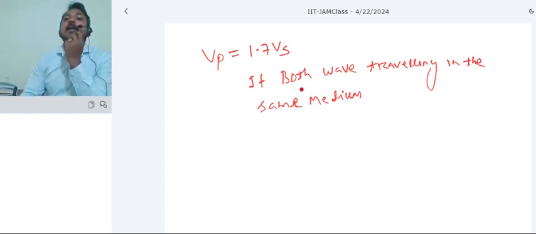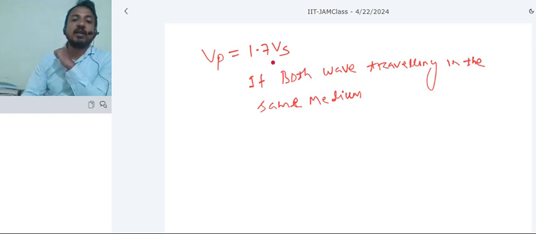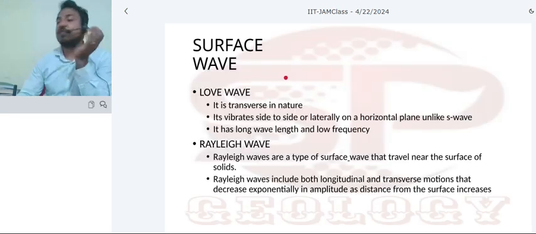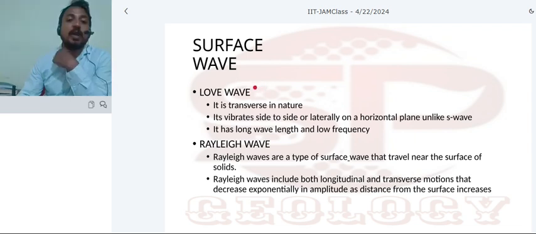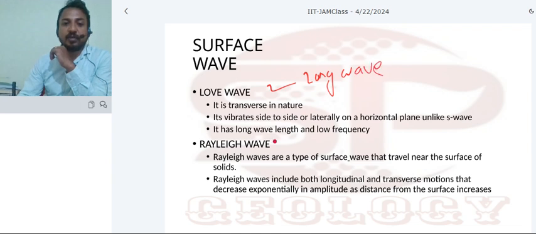So P wave is 1.7 times faster than S wave if both the waves are traveling in the same medium. This comes to surface waves. Surface wave is classified into two types. One is Love wave, or it is called the L wave. Another is the Rayleigh wave, the R wave.